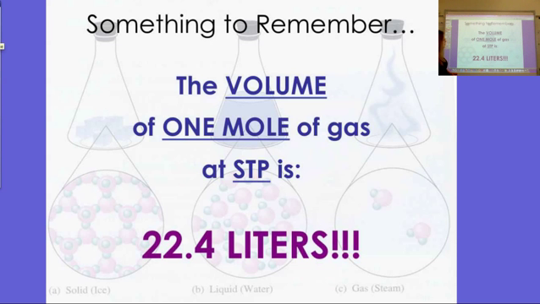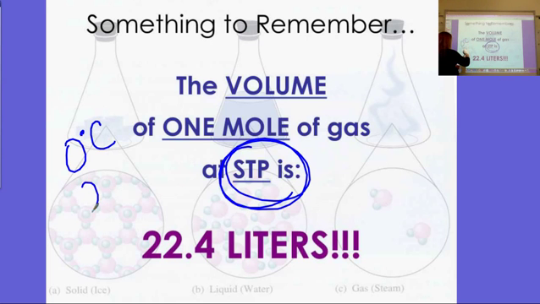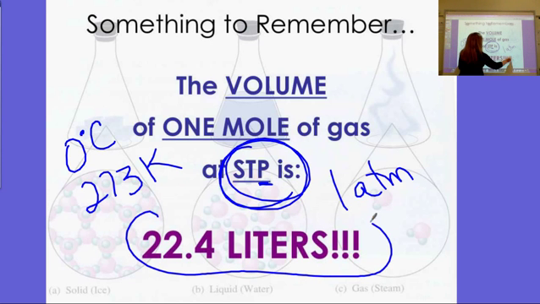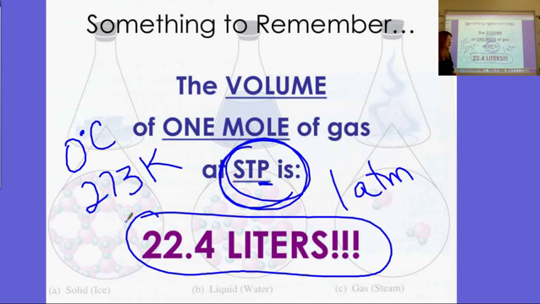So, here's the key. The volume of 1 mole of gas at STP, standard temperature and pressure, this connects to Avogadro's law. Standard temperature, we said, was 0 degrees Celsius or 273 Kelvin, and standard pressure was 1 atm. Whenever you have 1 mole of gas at these conditions, it's always going to equal 22.4 liters.